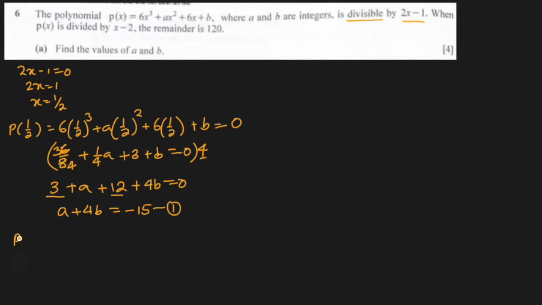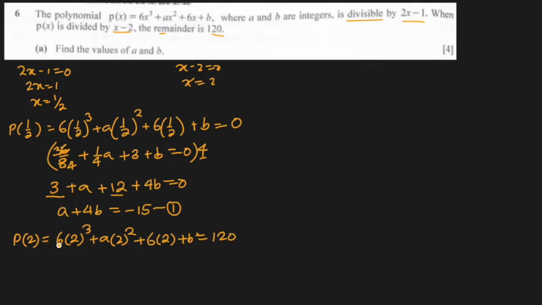Same activity with this one. If I do x minus 2 equal to 0, x equal to 2, not x equal to minus 2, but x equal to 2. So P(2) will be what? 6 times 2 cubed plus a times 2 squared plus 6 times 2 plus b. But this is not divisible completely. They said the remainder is 120. That means it will be equal to 120.